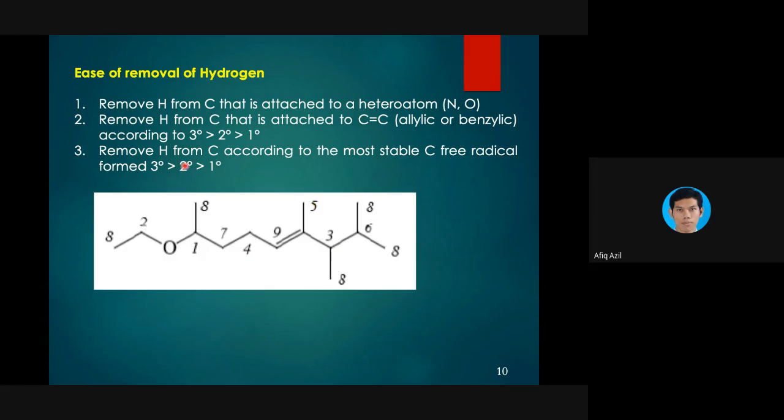And then the last rule is to remove hydrogen from carbon just according to whether it is tertiary, secondary, or primary. So you have this one, this one, and all of the terminal carbons. This is secondary, 1 and 2. This is tertiary, 1, 2, and 3. While all of these are primary. So tertiary first, number 6, secondary, number 7, and all the others are considered equal because they are primary, they will form a primary carbon free radical.